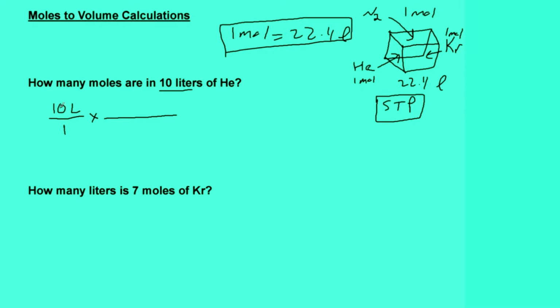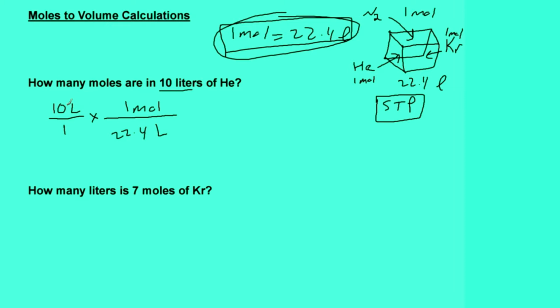It doesn't change that 10 divided by 1 is still 10, so I didn't change the value here. I'm just trying to make it a little bit easier to think about. So 10 liters here. The trick is I want liters down here. Where is there a number by liters? Here we go. 22.4 liters is 1 mole. Here is our relationship. This has to be some true conversion.